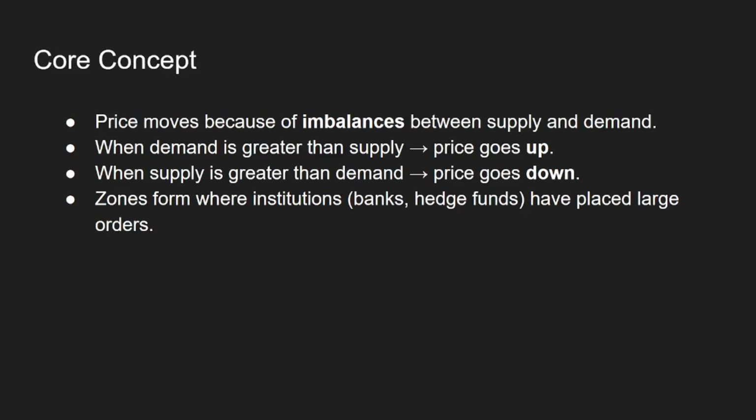Price moves because of imbalances between supply and demand. When demand is greater than supply, price goes up. When supply is greater than demand, price goes down. These zones form when institutions like banks and hedge funds have placed large orders.